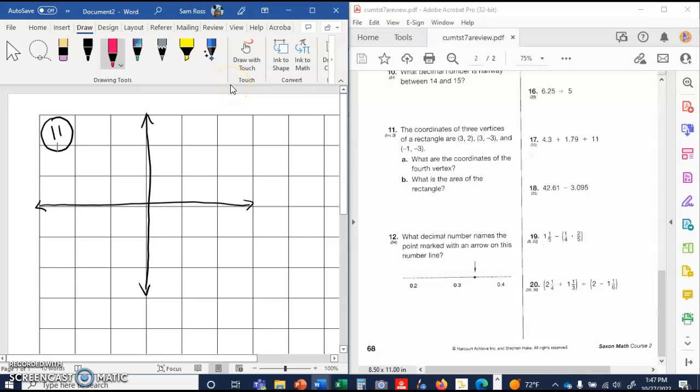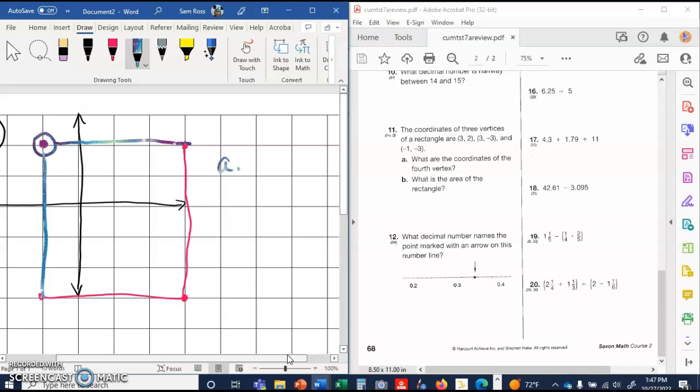3, 2, so 1, 2, 3, 2 would be here. And these are vertices of a rectangle. 3, -3 is going to be here. -1, -3 is going to be here. So I have this line, I have this line, and I am thinking this is going to be my 4th vertex, okay? So that's the answer to A.